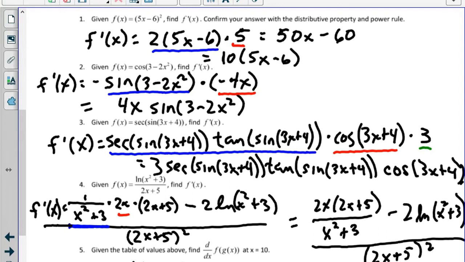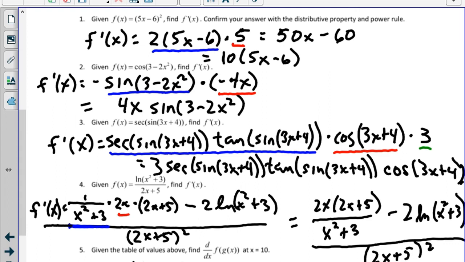So here are the answers. The first one, f prime of x is equal to 50x minus 60. What you'll notice in all of these answers is that I tried to underline the first part of the chain rule derivative, so like the derivative of the outermost layer, I tried to underline that in blue. And then the second layer I'd underline in red, and the third layer I underlined in green.